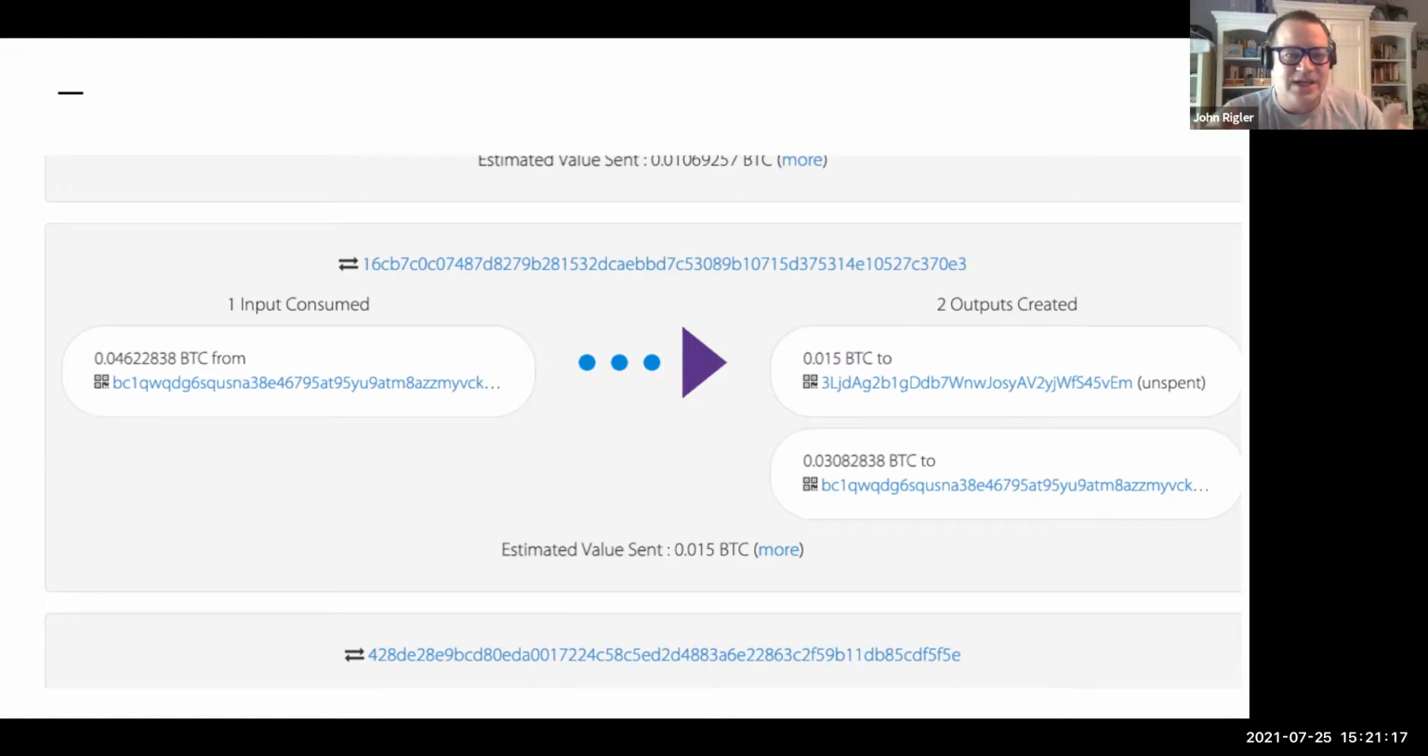But you can do things like assign addresses to be different things. You could print off a QR code of one of these addresses and just hand it out to people. And if they had Bitcoin, they could send you some, right?